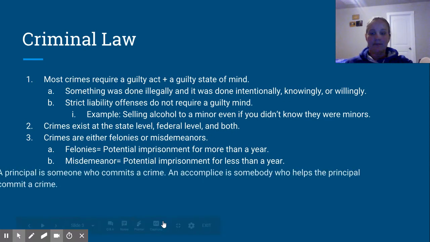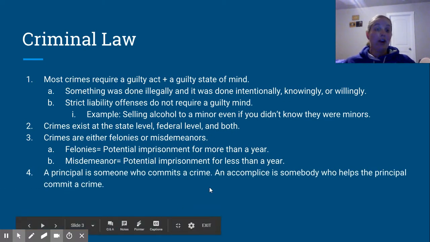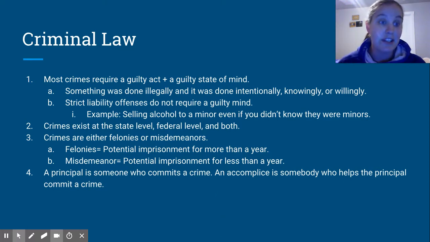When a crime is committed, you don't necessarily have to commit the crime itself to get in trouble. If you help to commit that crime, then you can be charged as well. So a principal is someone who commits the crime. They're the person that actually goes and follows through with something. An accomplice is somebody who helps the principal commit a crime.